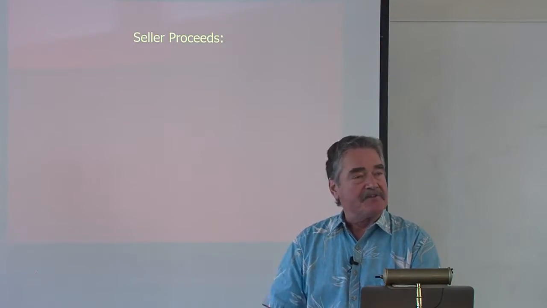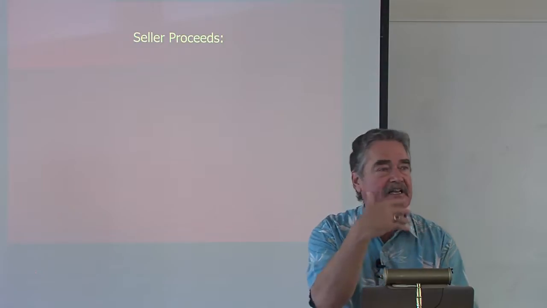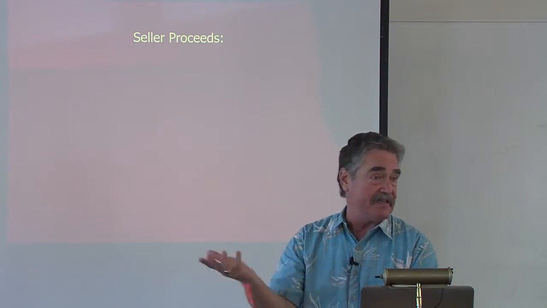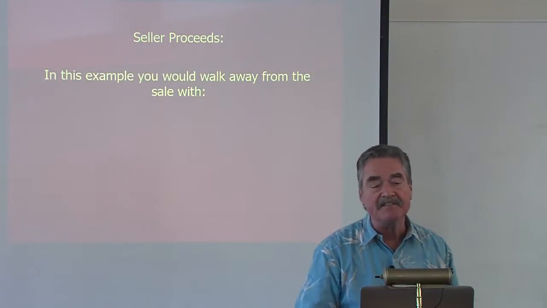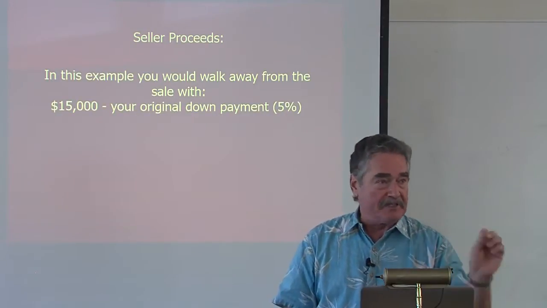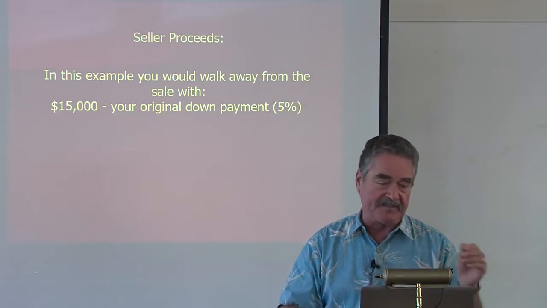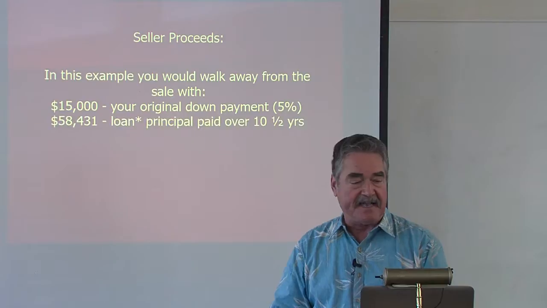Okay, so seller proceeds. So this is what's important. We've just gone through this formula, but let's look at actually how you can build equity in our model and what you would get if you did choose to sell in 10 years, 10 and a half years as this example. In this example, you would walk away from the sale with your original $15,000. This was computed at the 5% down payment for this example. So, you would have brought in a down payment of $15,000.